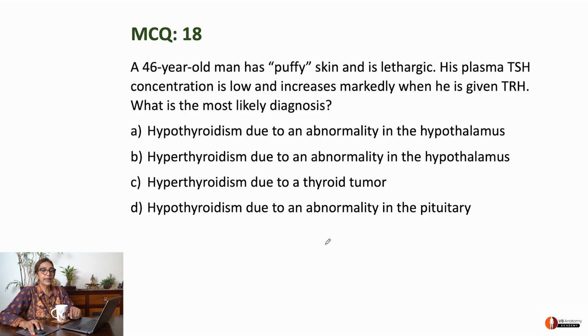What is the most likely diagnosis? Hypothyroidism, hyperthyroidism. Okay, so I'm going to talk about these two only. It is definitely not hyperthyroidism, so let's get rid of these two options. Okay, so hypothyroidism due to abnormality of hypothalamus, hypothyroidism due to abnormality of pituitary.